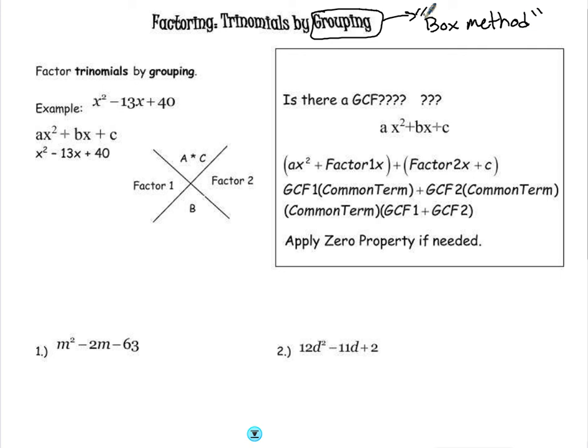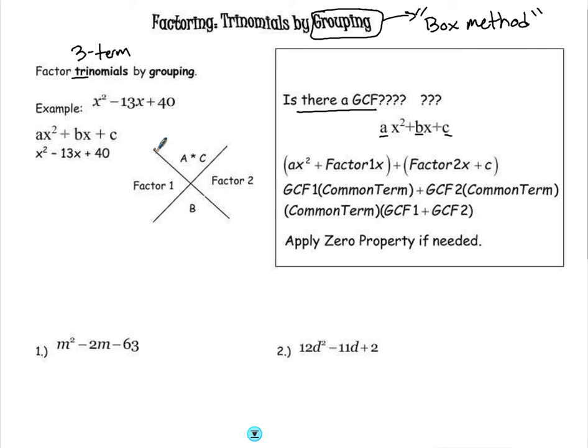The first thing we always do with trinomials is understand that I have a 3-term polynomial, tri means 3, and I'm going to take that and I'm going to factor it. Always look for GCF first, because if A, B, and C share a common factor, I want to factor that out to make my problem a little bit easier. If there is no common term, like our example here, 40, 13, and 1 don't have any common factors, then I'm going to either factor by grouping or use the box method.